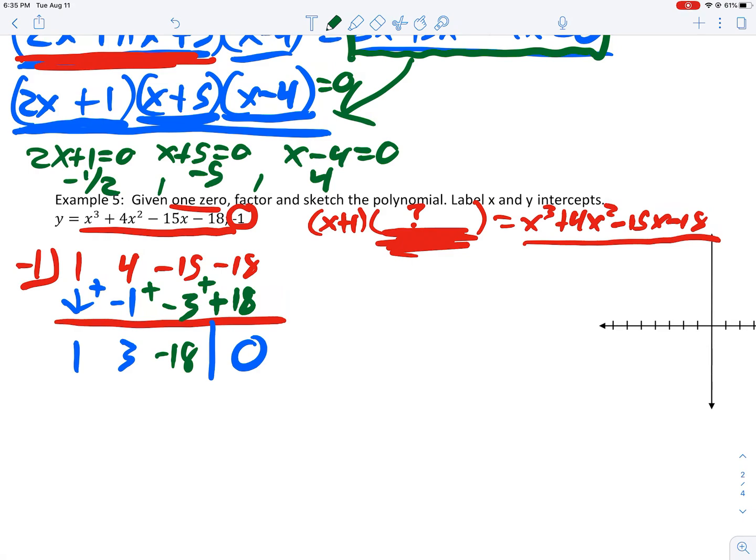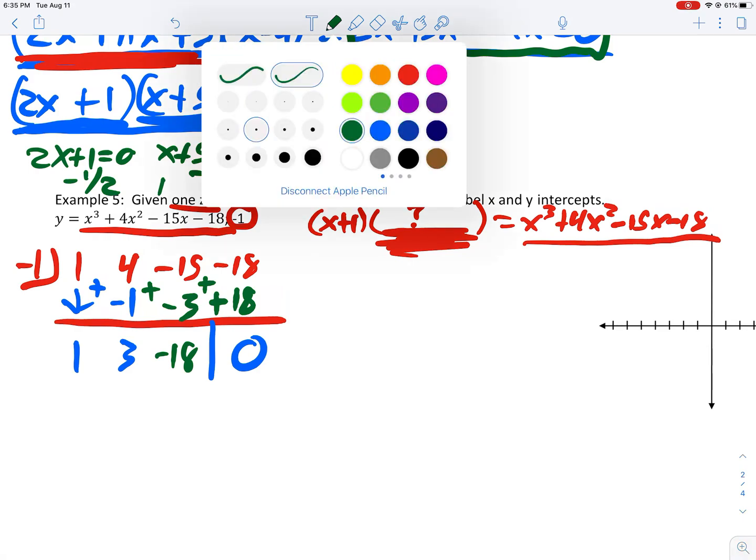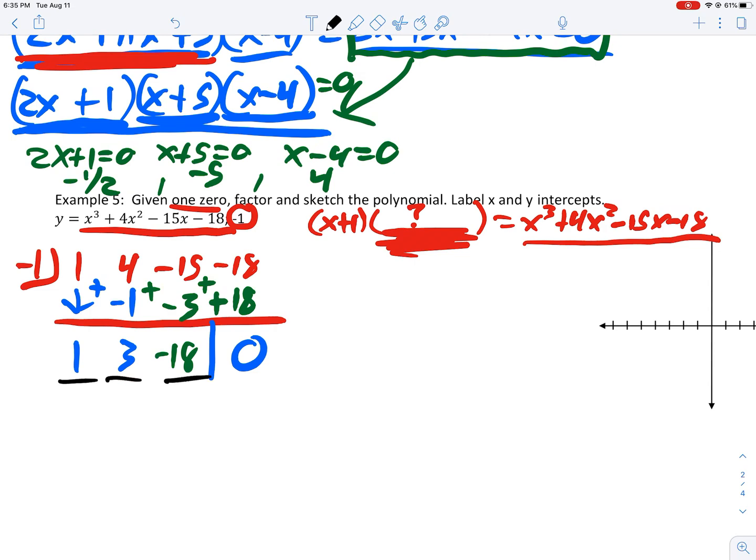So this is again where students get in trouble. What do these numbers mean? Those are the coefficients of your new trinomial. Okay, so it's 1. It's x squared. Why is it x squared? Because you started with x cubed. It's always 1 less. And now you go down from there. So what's after x squared? It would be x. So 3x minus 18.